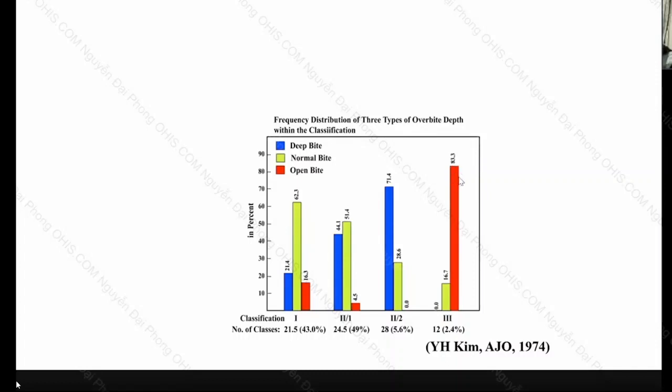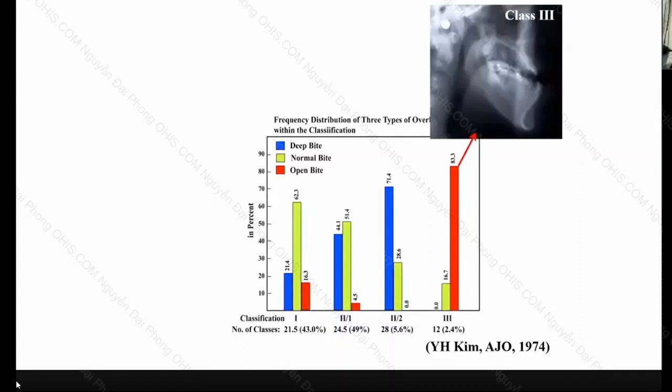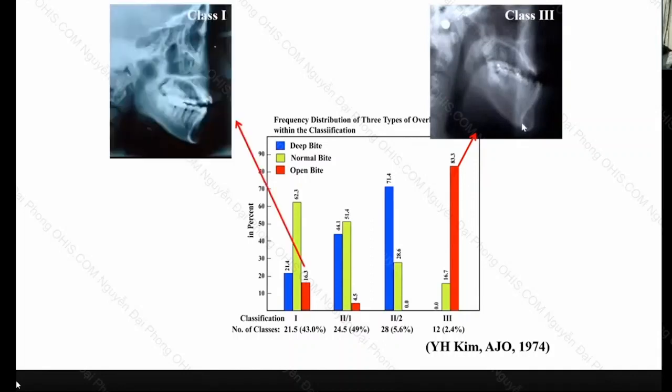appearance, right? But in class 2, we have no open bite. All these groups are deep overbite. But in class 1, there is 4.5% open bite, and in the other class, 16% open bite. Something like this. We have a little different skeletal type of open bite malocclusion: the class 3 and class 1 open bite and the class 2 open bite.